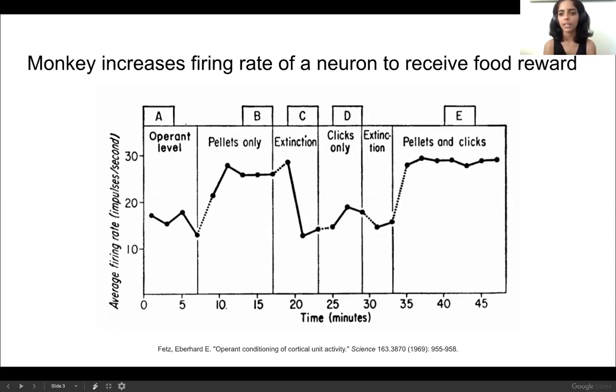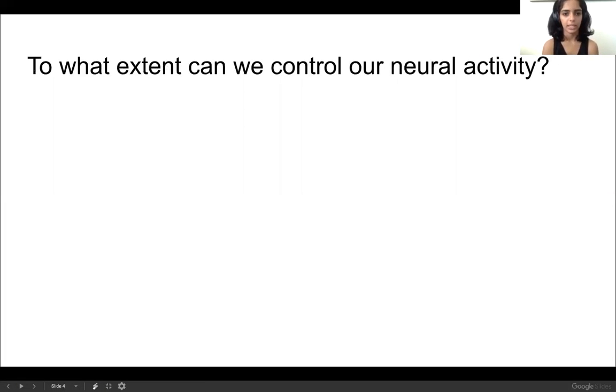So you have the ability to manipulate your neural activity. You can learn how to manipulate your neural activity by doing this kind of conditioning. So that's really interesting. And it's sort of the start of this whole brain-computer interface paradigm. So now I'll explain what that means. But first, what are the questions that are motivating this study?